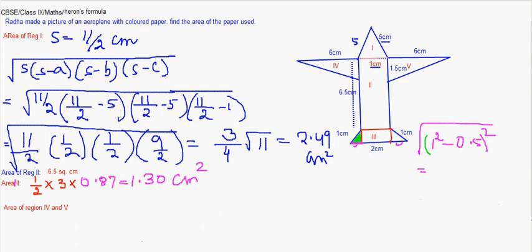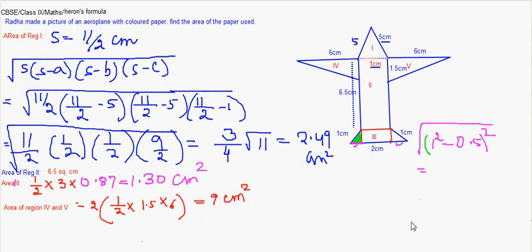Area of region 4 and 5 will be twice of half base, that is 1.5, and altitude, that is 6. So it is 3 into 1.5 multiplied by 2, that's giving 9 centimeters square for 4 and 5.